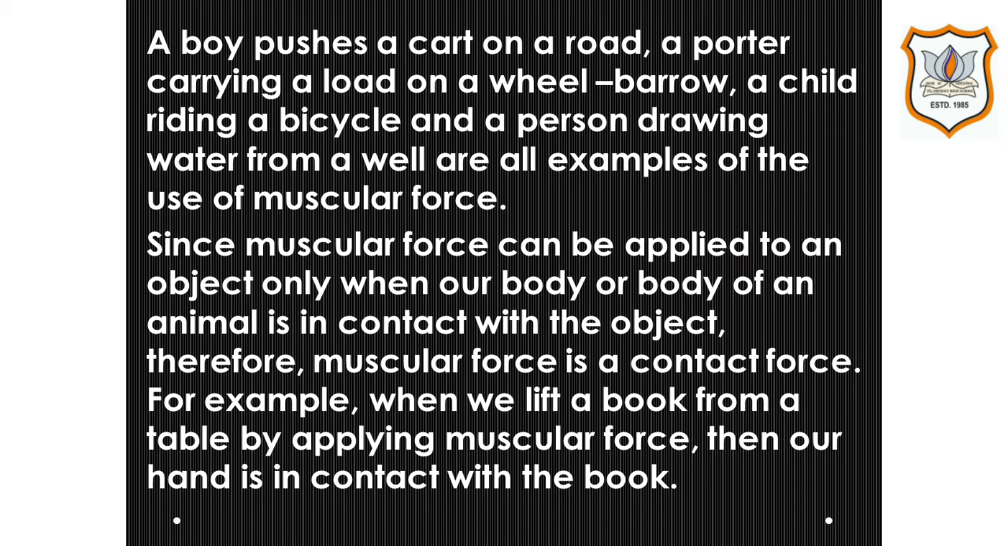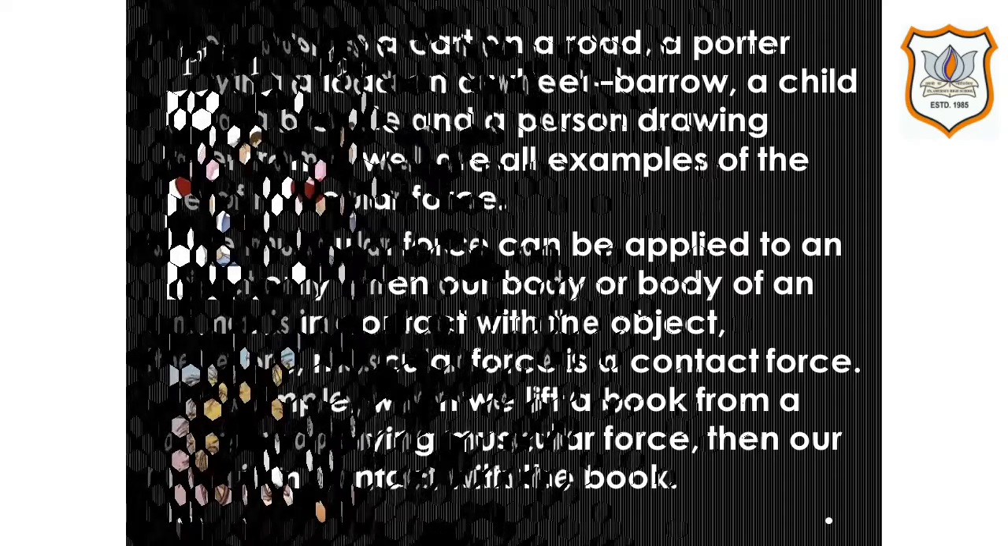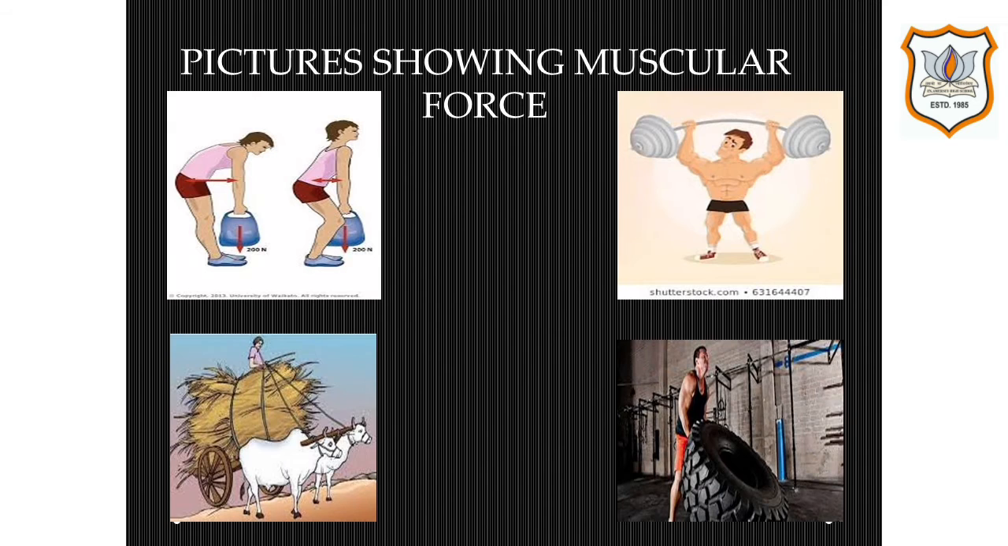Our contact or that of an animal with an object for applying muscular force can also be through a stick or a piece of rope, etc. For example, when we hit a hockey ball, we apply muscular force to the ball through the hockey stick. And when we draw a bucket of water from a well, then we apply the muscular force through a rope tied to the bucket. Students, these are some pictures that show the muscular force.